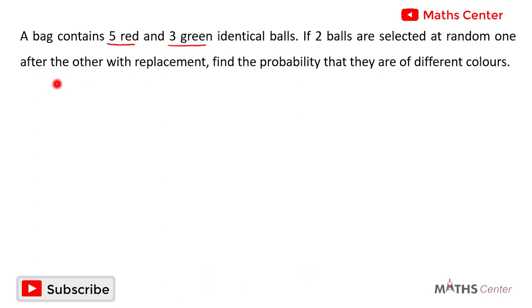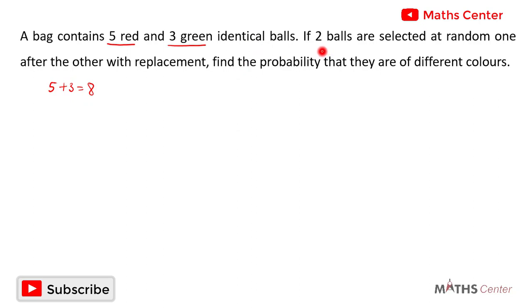So it means that the total number of balls will be the number of red balls, which is 5, plus the number of green balls, which is 3, and that will give us 8. So in total, we have 8 balls in the bag, and these balls are identical.